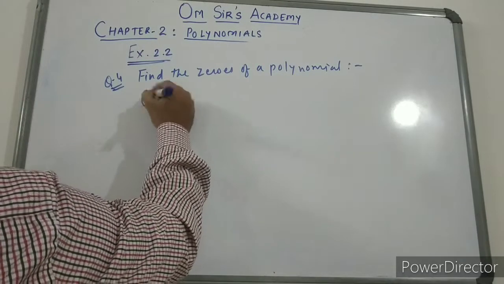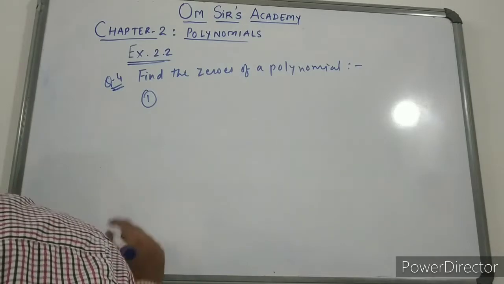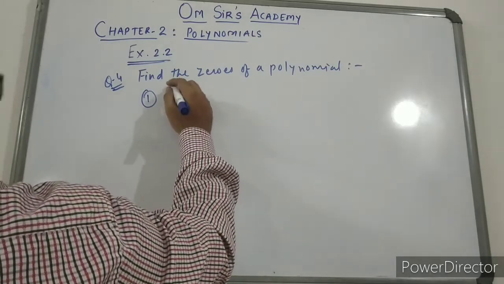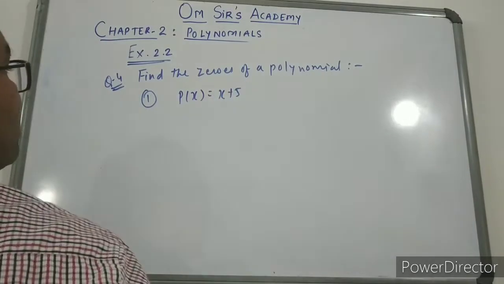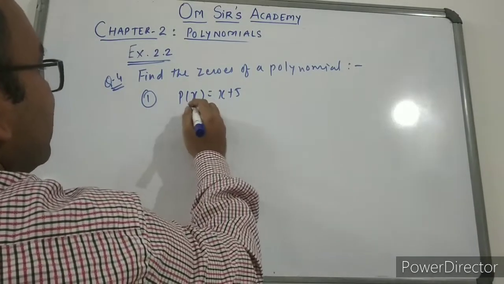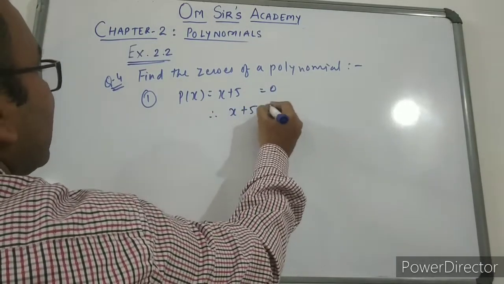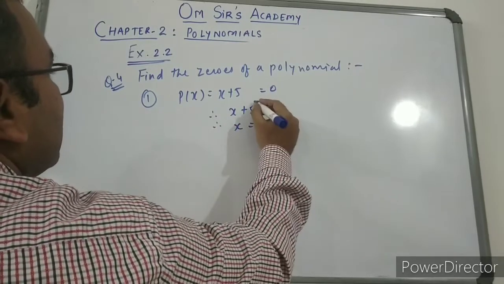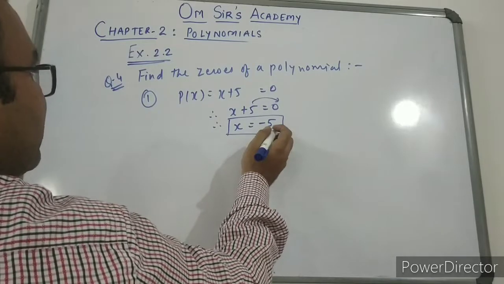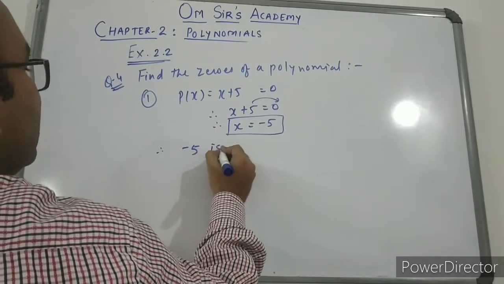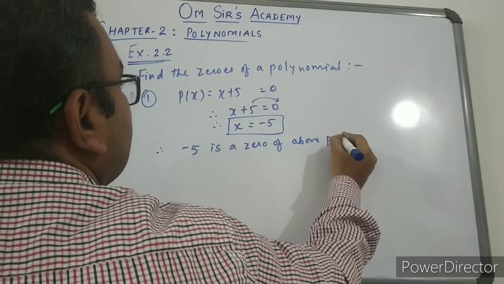So I have already taught you that in case of a linear polynomial it is very easy to find the zeros. All these are linear polynomials. First one is p of x equals x plus 5. How will we find the zero of a polynomial? Let this be equal to 0. So x plus 5 equals 0, so x will become minus 5. Therefore minus 5 is a zero of the above polynomial.